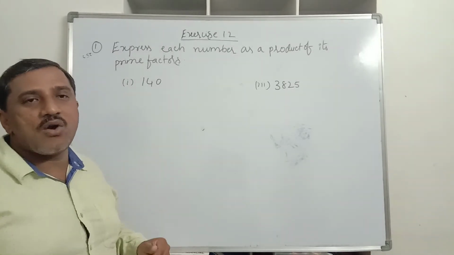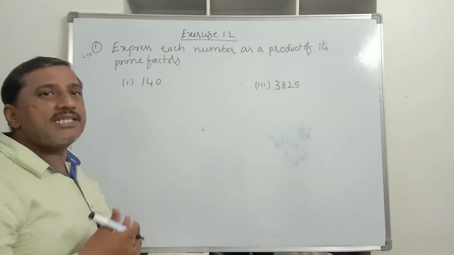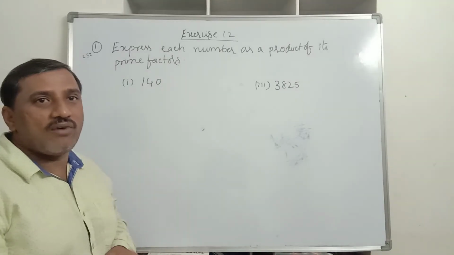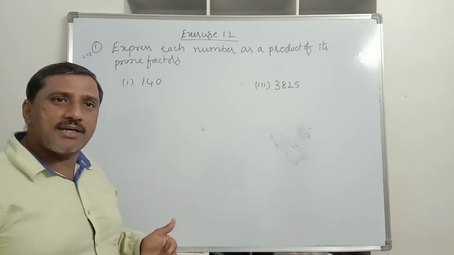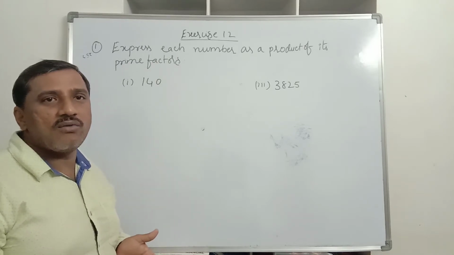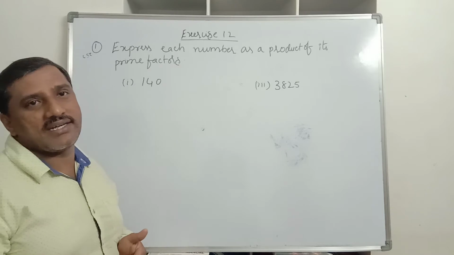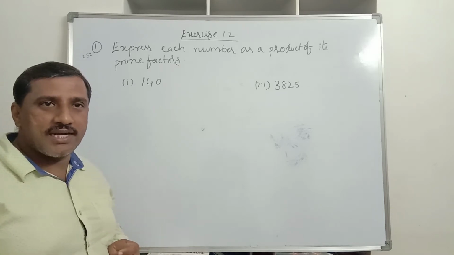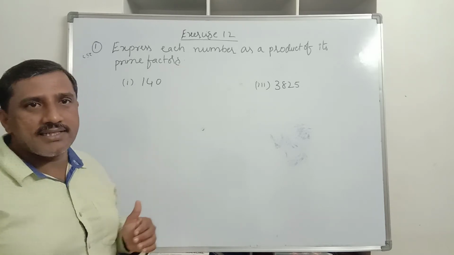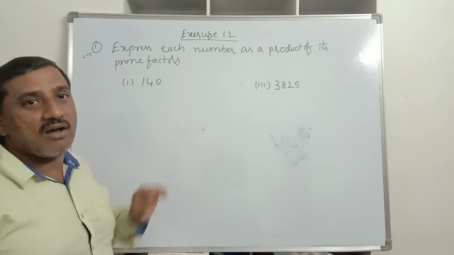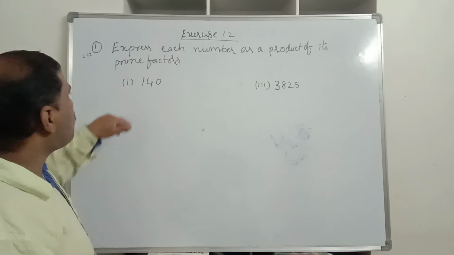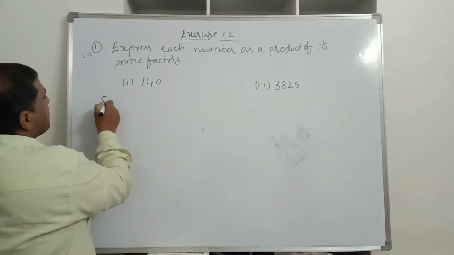Why are these numbers known as prime numbers? The numbers which have only two factors, that is 1 and itself, are known as prime numbers. What are composite numbers? The numbers which have more than 2 factors are known as composite numbers. We have studied prime numbers and composite numbers in the lower classes. One is neither a prime number nor a composite number. Now we have to find the prime factors for 140.